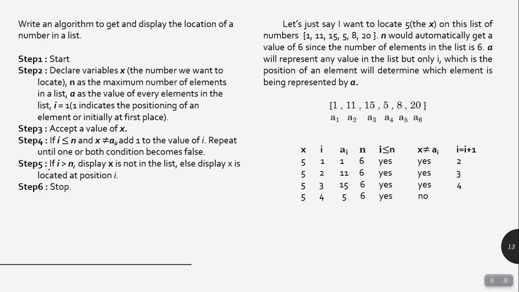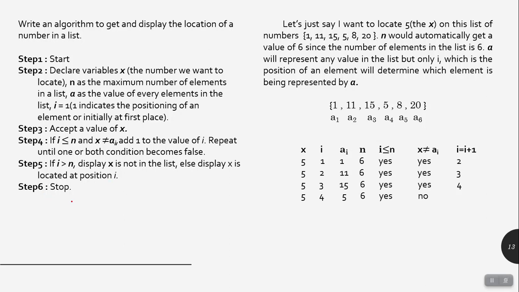So here in step 5, we will check if I is greater than n. Is I greater than n? No. Then display x is not in the list. But since I is not greater than n, therefore x is in the list. Else, display x is located at position I. So what is I? It's 4. So therefore, x is located at position number 4. And then step 6 is stop.